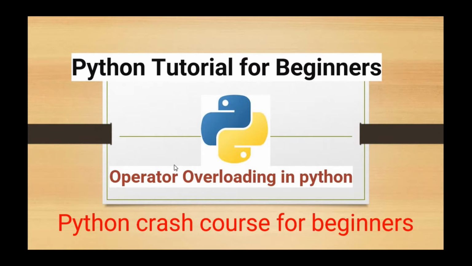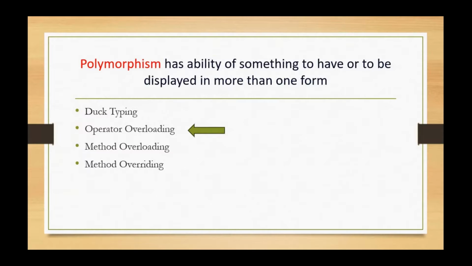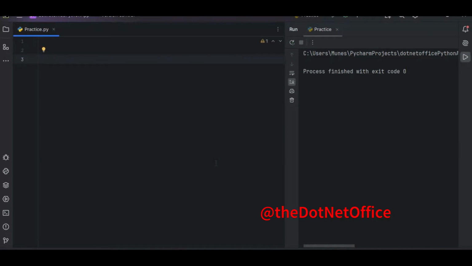Hello everyone. In this video, we are going to discuss one of the main concepts of polymorphism called operator overloading. If we talk about the operators, we have plus, minus, and multiplication, and so many other operators. Internally, these operators have their own special methods, which we call magic methods.